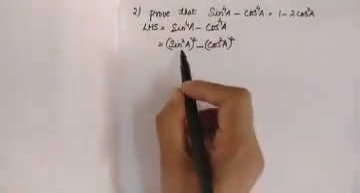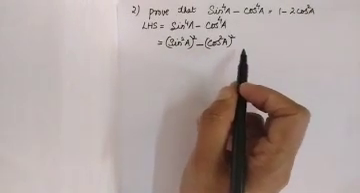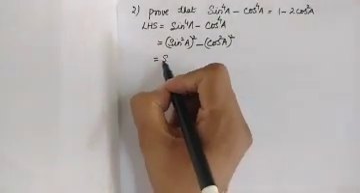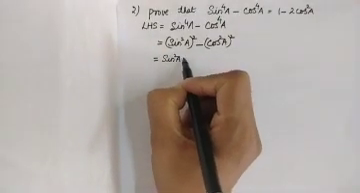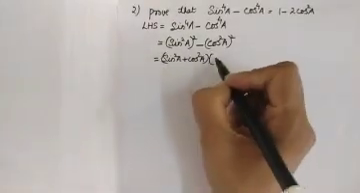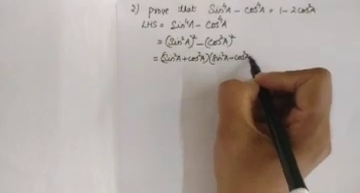You know that a squared minus b squared is (a plus b) into (a minus b). So here you are going to write this as (sin squared A plus cos squared A) into (sin squared A minus cos squared A).